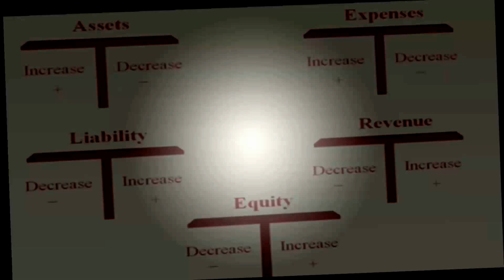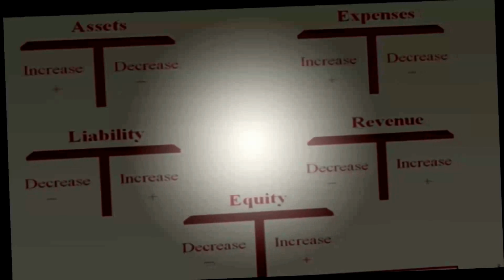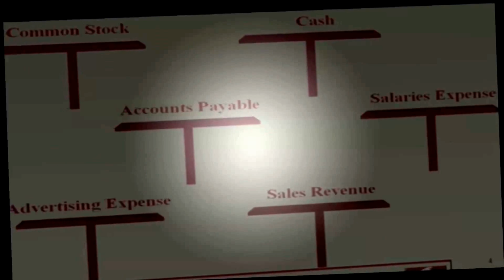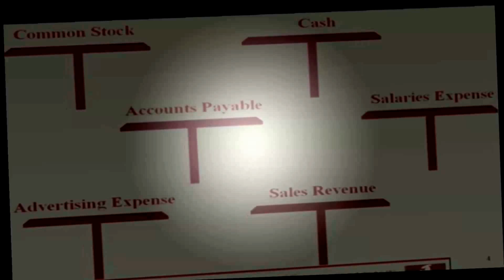Now, I want you to do a short exercise. It won't take you more than 5 minutes. I'm going to show you 6 accounts. Here they are. Common stock, cash, accounts payable, salaries expense, advertising expense, sales revenue. What I want you to do is to print this out. Then based on the laws, I want you to think about it a couple of minutes and for each one, put plus or minus.